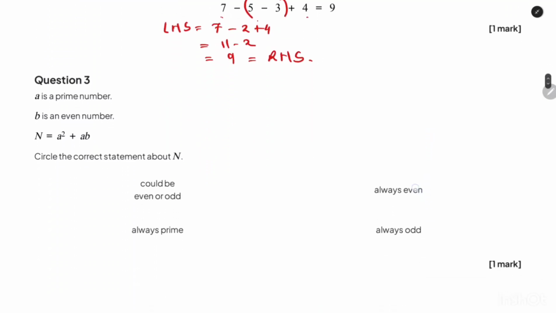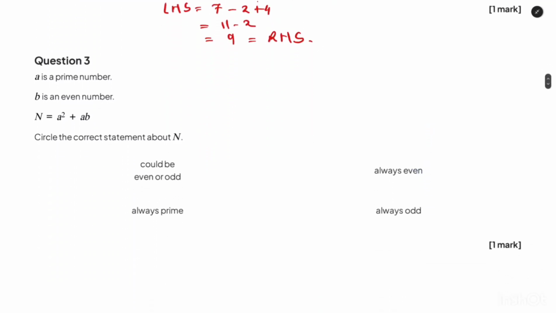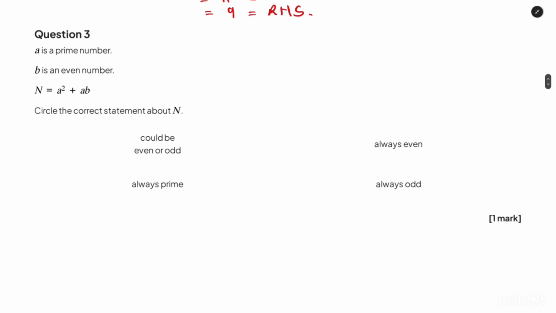Third question, if you see, A is a prime number, B is an even number, and N is A square plus AB. Circle the correct statement about N. So let's take some examples for that. First example number 1, A is a prime number. So let's take A is equal to 2. 2 is a prime number, na? And B is an even number. So let's take B anything. Let's say 4. Okay.